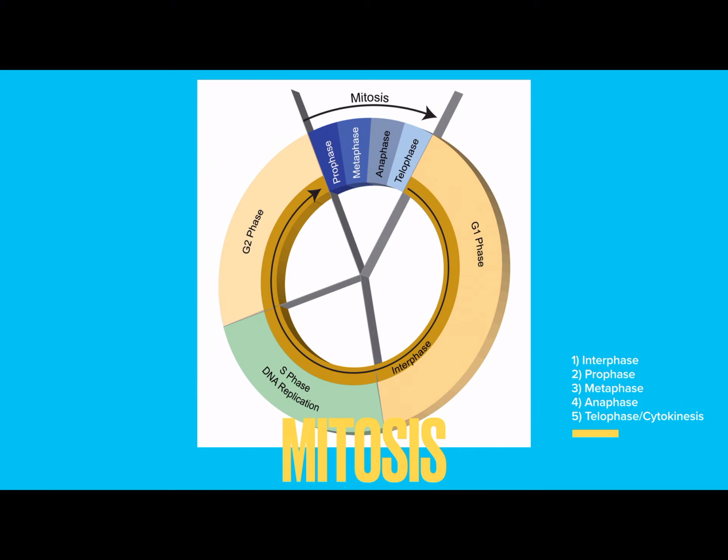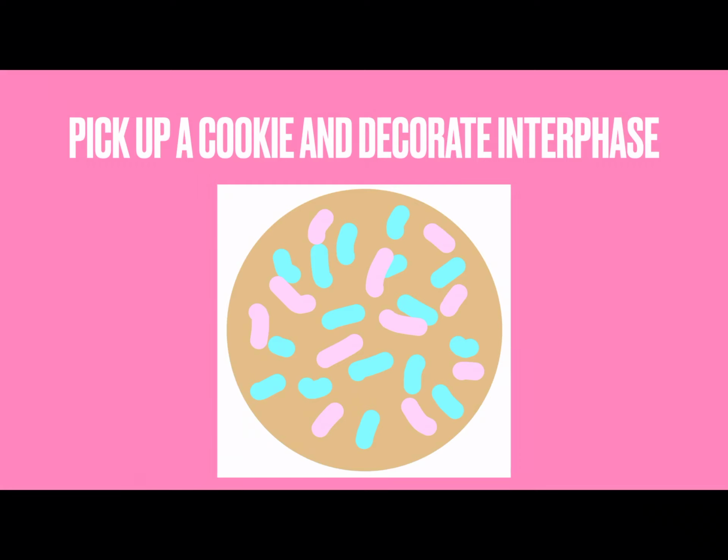The first thing we're going to talk about and go through is mitosis, aka cell division. Mitosis is part of the cell cycle and consists of 4 phases. Interphase comes before mitosis, so it's technically not part of mitosis, but it is part of the cell cycle. So we are going to start with interphase. We are going to pick up our first cookie and decorate interphase on the cookie.